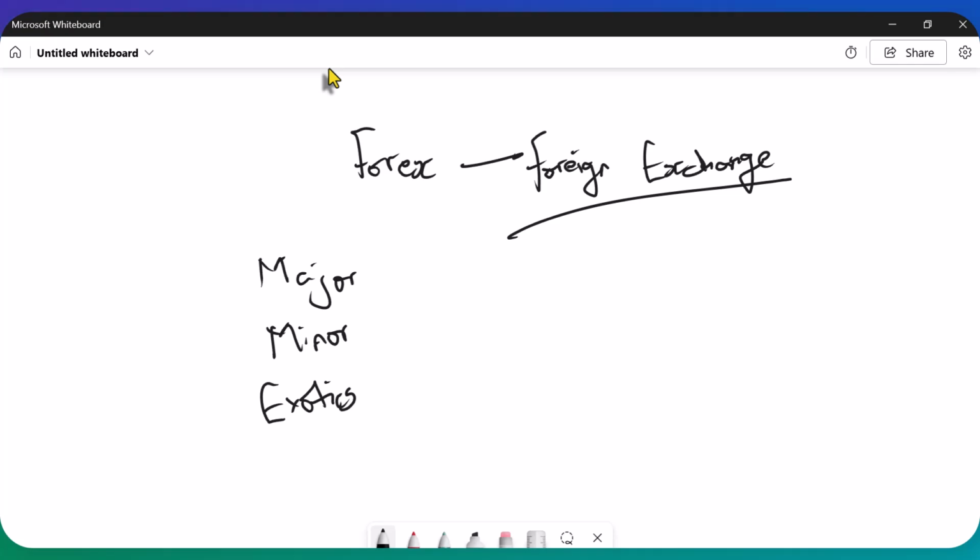Major currency pairs are pairs that always include the US dollar. For example, we have EUR USD, which is the euro against the US dollar. Then we have GBP USD, which is the Great British Pound versus the US dollar. And we also have another good example, which is the USD JPY, which is the US dollar versus the Japanese yen.